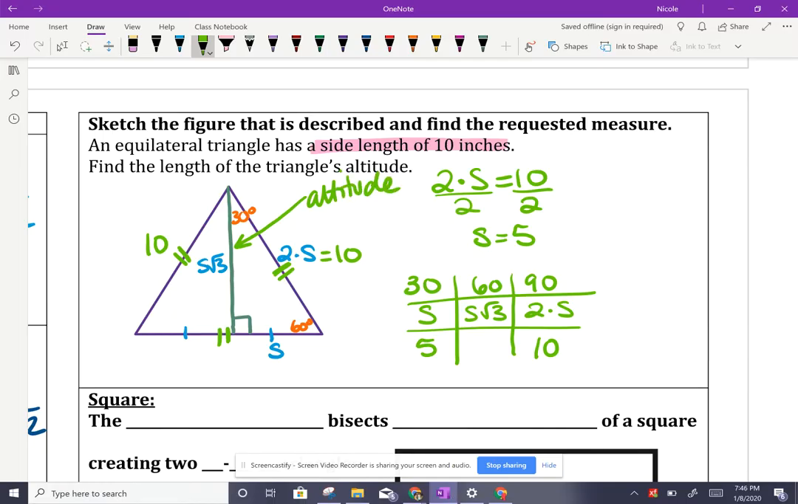And that's S root 3. So S root 3 means I take that 5 and pluck a root 3 next to it. So 5 root 3 is the length, in inches, of the altitude.